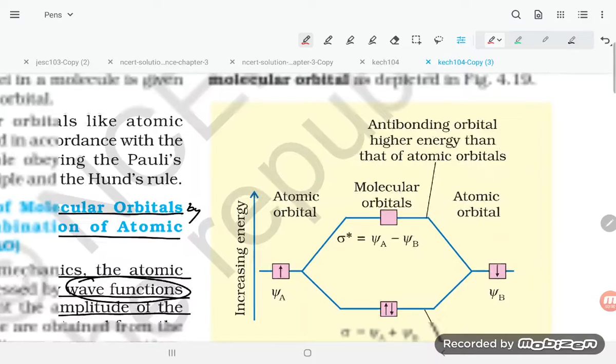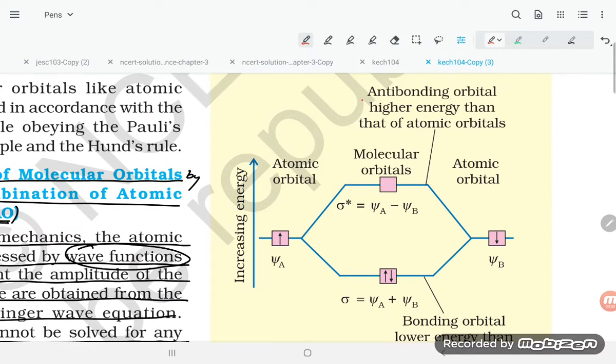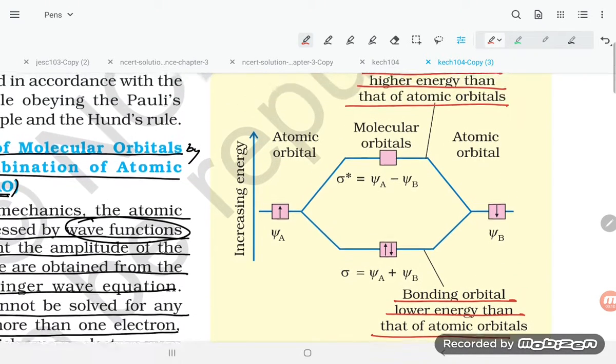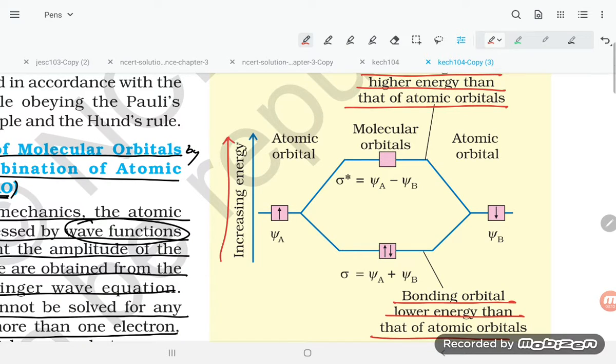So how is it depicted in the figure? You see, the anti-bonding orbital has higher energy than the atomic orbitals, and the bonding orbital has lower energy than the atomic orbitals. Here the energy is in increasing order. You can see the orbitals psi A and psi B. So sigma is equal to psi A plus psi B, and sigma star is equal to psi A minus psi B. So this is the point.